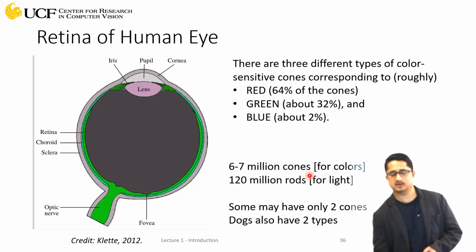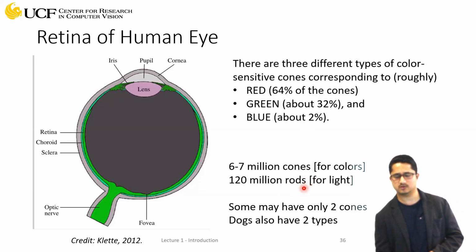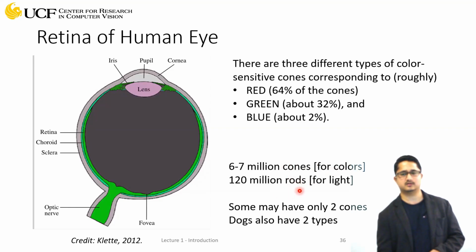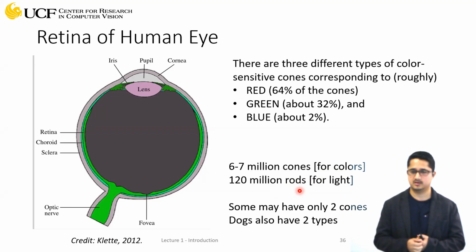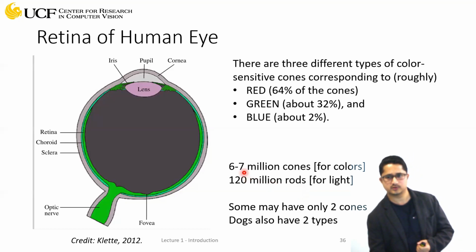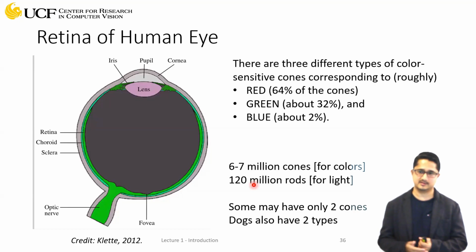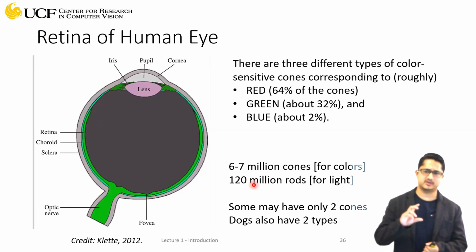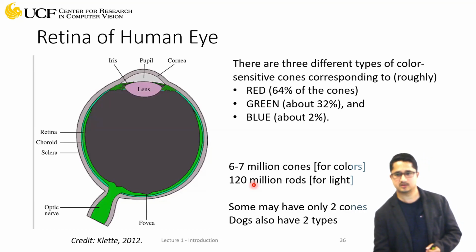The other important photoreceptors we have are called rods. As cones are responsible for colors, rods allow us to see in very dim light. There are many more of these than cones, roughly 120 million. They work like a grayscale image: they just tell whether something is present or not, and they don't discriminate between different colors.